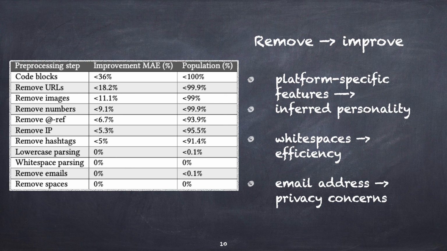And we also recommend removing some other factors such as white spaces and email address, which, while they do not affect personality scores, improve efficiency and lower privacy concerns otherwise. For all other questions, we applied the above pre-processing steps to minimize errors caused by them.